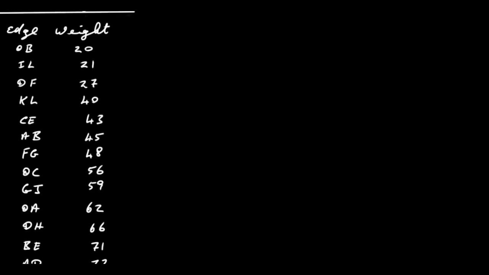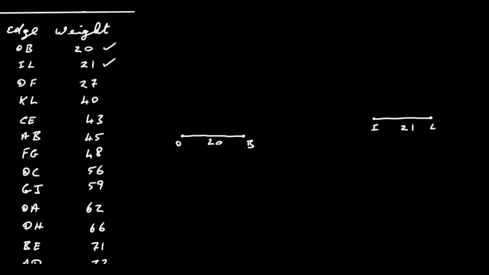So we're going to start with OB. So OB is here to here. That was at the very beginning. O and B were here, and that has a weight of 20. So I'll just tick that off as we go along. IL was the next one. That was way over here on the right. So I'm going to draw that in here. This is IL, and that had a weight of 21.